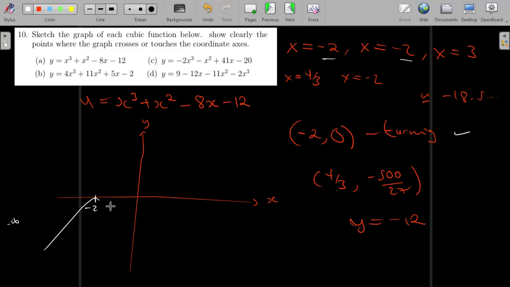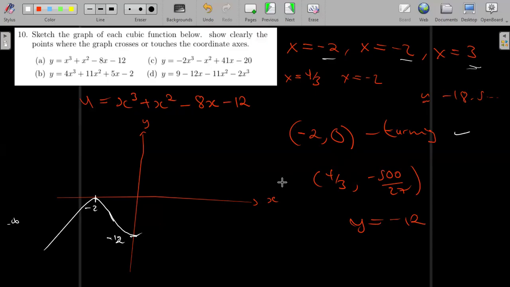The next, we want to go so as to cut at negative 12. So this is just an approximation. Say that point there is our negative 12. Then where do we expect the other one to go? So the graph is cutting at 3. It has to pass through 3.